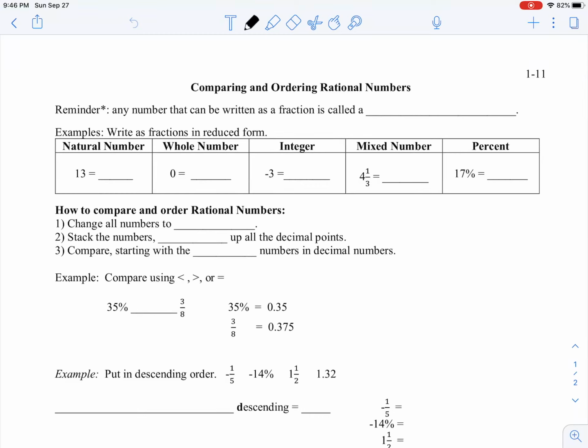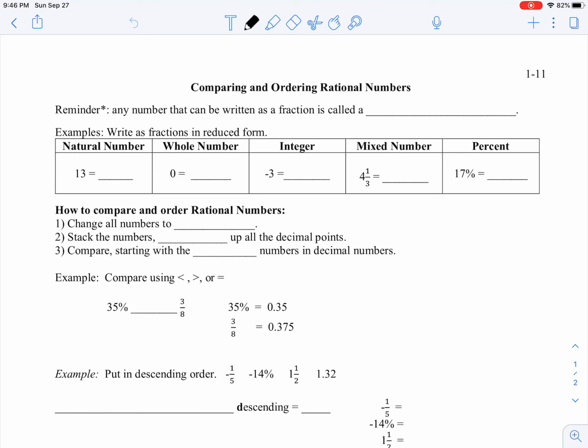Hello, today we're going to be working on comparing and ordering rational numbers. So we worked in the previous lesson on converting all these rational numbers from decimal to percent, percent to decimal, decimal to fraction, etc.